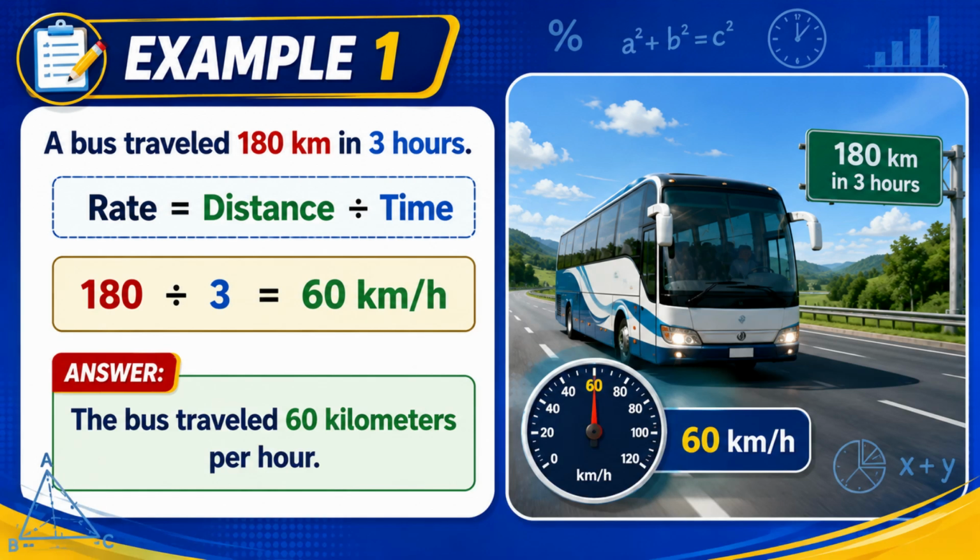To find the rate, divide the distance by the time. 180 divided by 3 equals 60. Therefore, the bus traveled at 60 kilometers per hour.